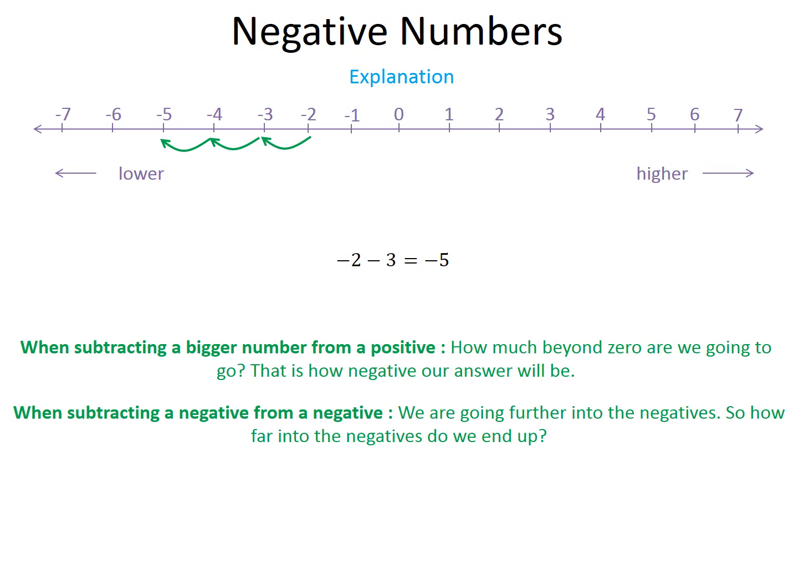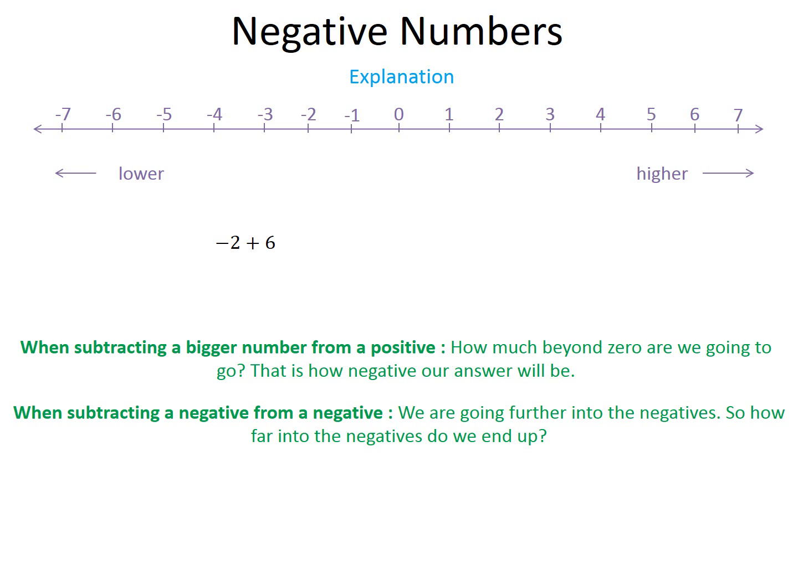And so when you're subtracting from a negative, the question is, we're starting in the negatives and we're going further into the negatives, and so how far in do we end up? If I started at -2 and I go another 3 into the negatives, I end up at -5.